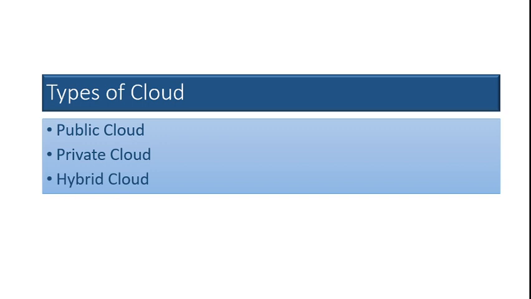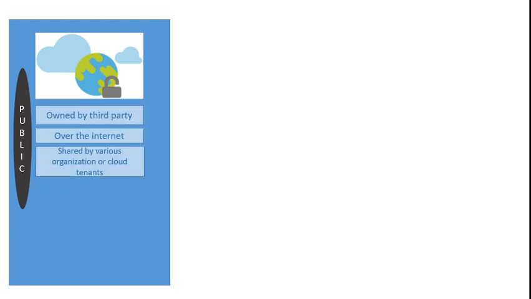So there are basically three types of clouds: public cloud, private cloud, and hybrid cloud. So when it comes to public cloud, it is managed by a third party and it is run on the internet. So there is a possibility that you can share the resources along with other organizations. That means a particular rack in a data center can give virtual machines to multiple tenants.